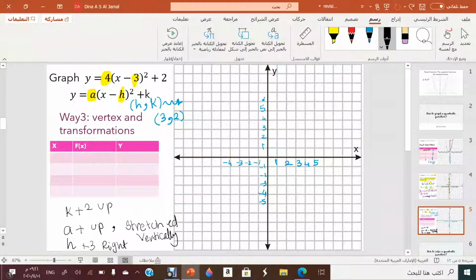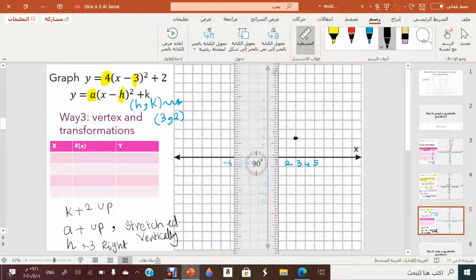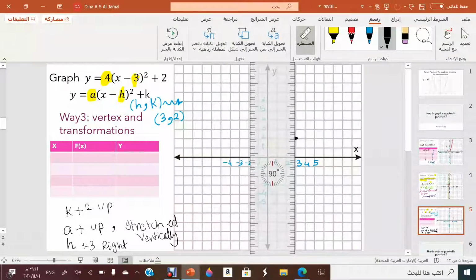Great. Now, let's pay attention to what we will do. First of all, let's put this point, h and k. It is 3 and 2. So this is your first point. Now, let's focus on another thing that you need to do. You know that this 3 will be representative for your axis of symmetry, x equal 3. So you can just draw a line here.